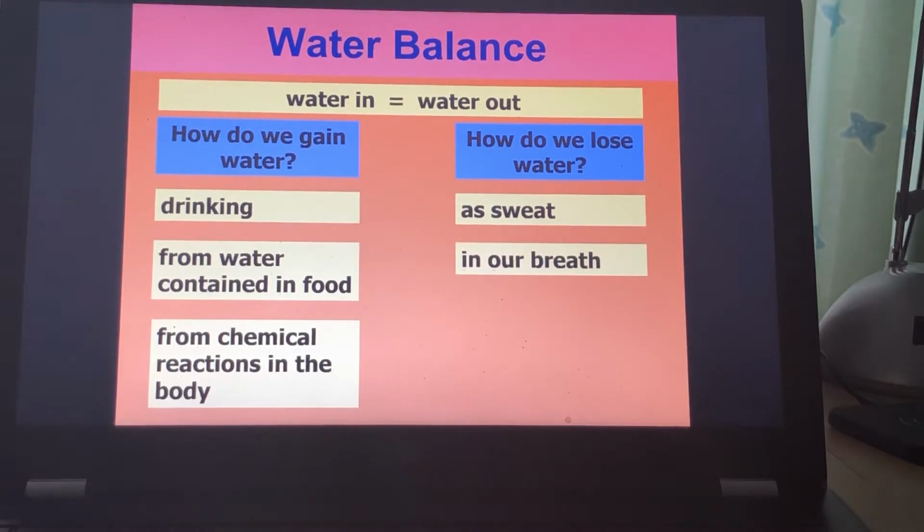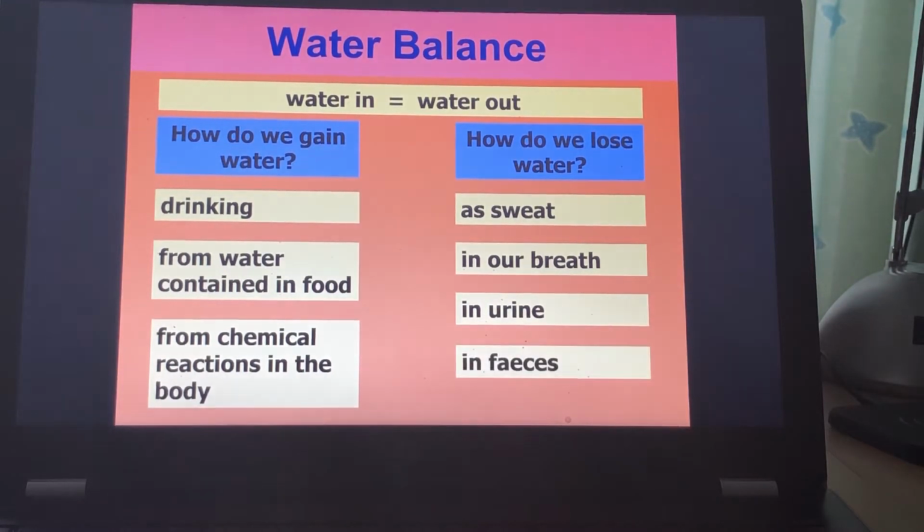Whenever you breathe, we learned earlier in the year that the breath that you breathe out is moist. It's saturated with water vapour. So that's another way that we lose water every day. Obviously, when you go to the toilet and you produce urine, there's a lot of water in that. And as well as that, when you produce solid waste, faeces, there's some water in the faeces as well. So 4 ways that we can lose water, 3 ways that we can take it in. So if you haven't got that written down, you need to pause the video and get it written down onto your sheet.